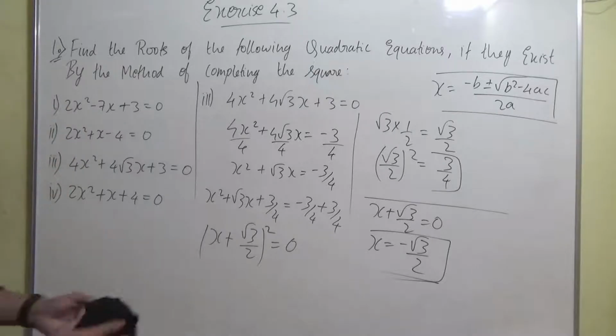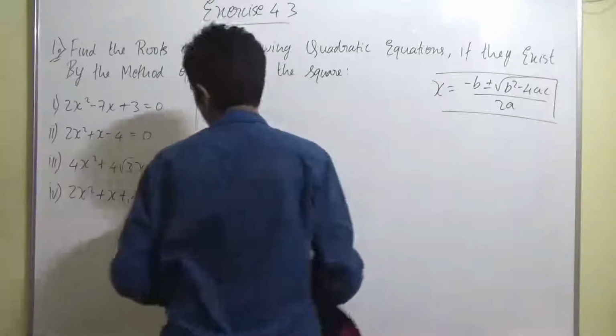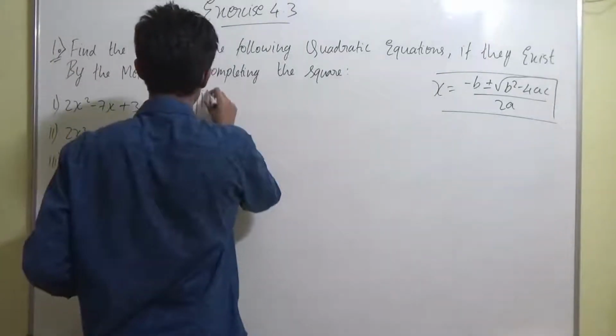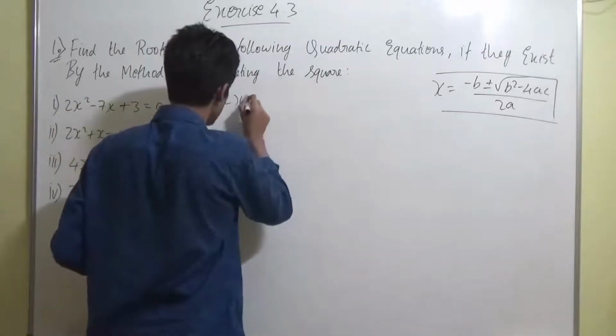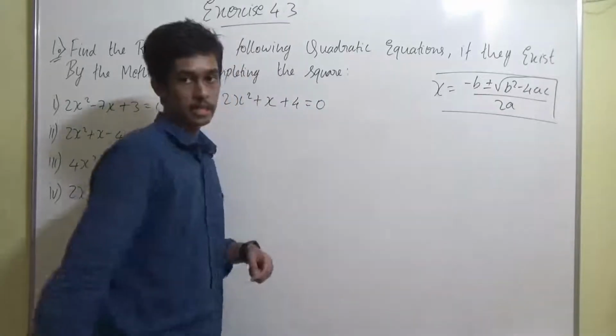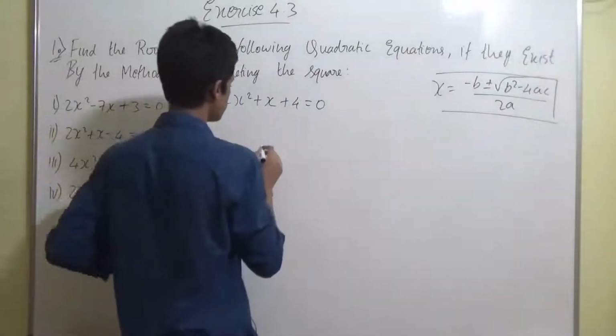Done, took the screenshot. Now I'll start rubbing it. Now let's go to the fourth sub question. The fourth sub question is, they are given 2x square plus x plus 4 equal to 0. Done. First let's see the value of b square minus 4ac.